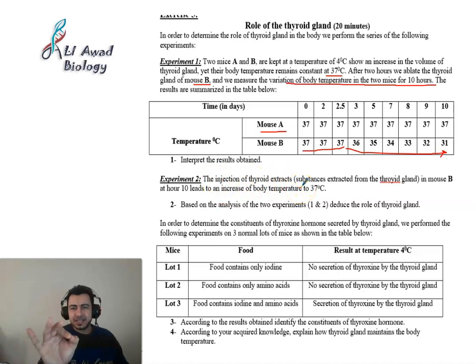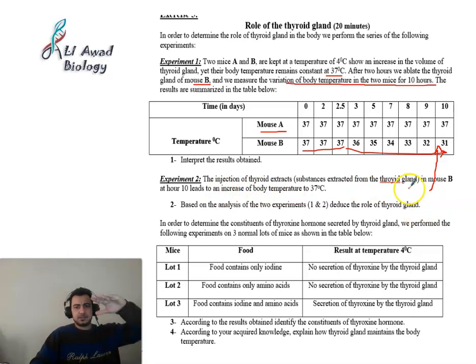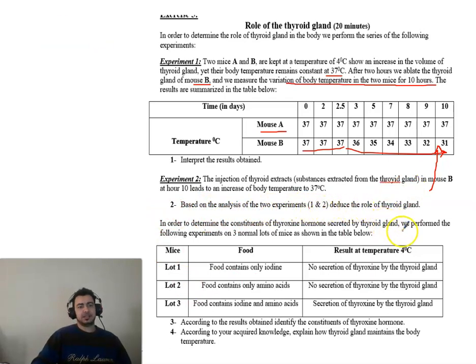بس اسمعوا كلمة extracts means hormones, thyroxine hormones, T3 and T4. Substances extracted from the thyroid gland in mouse B at 10 leads to the increase of the body temperature. اجيت عند التايم 10 وعطيتها هرمون thyroid hormones. What happens to the body temperature? رجعت طلعت. Based on the analysis of the two experiments 1 and 2, deduce the role of the thyroid gland.